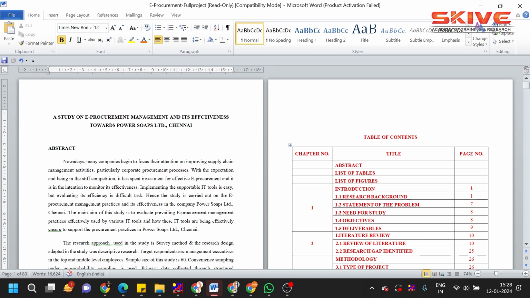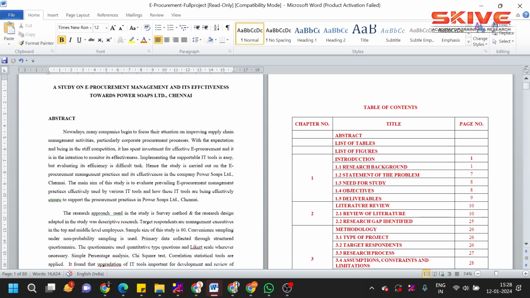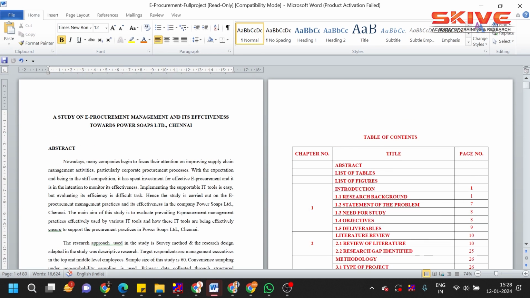So today we are going to see the project demonstration of a study on e-procurement management and its effectiveness towards Power Soaps Ltd, Chennai. It is an MBA project. Here we have taken a case study of Power Soaps Ltd. Actually, the study is concentrated on e-procurement management and its effectiveness.